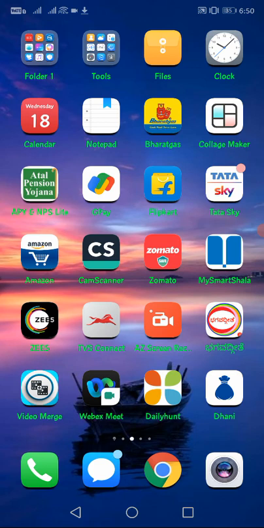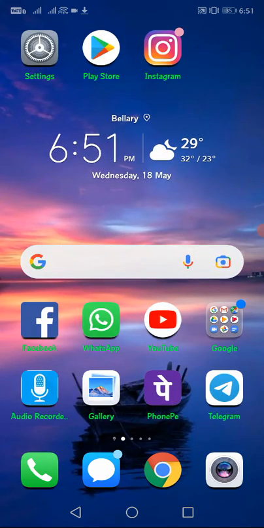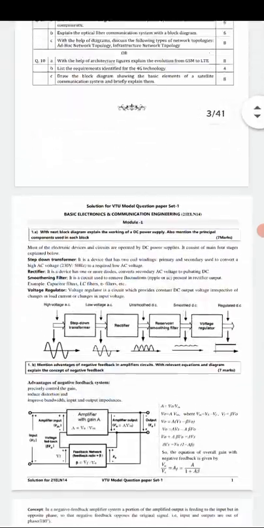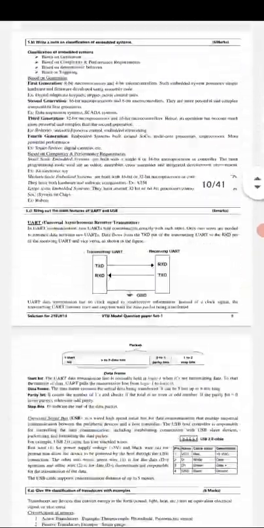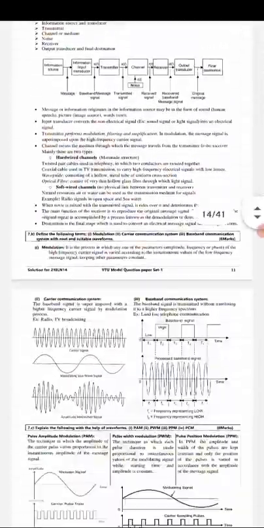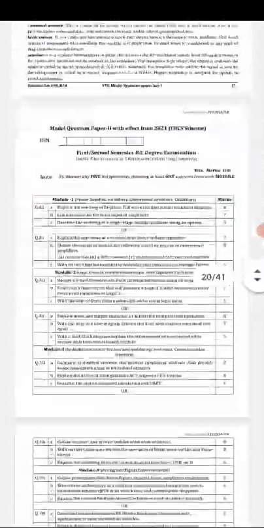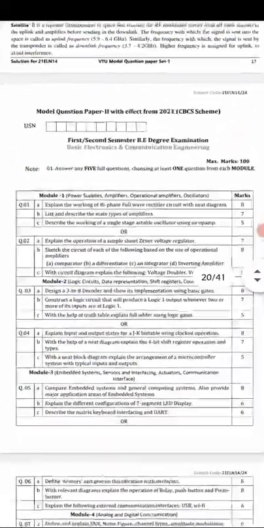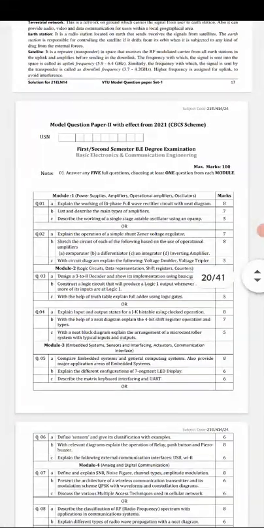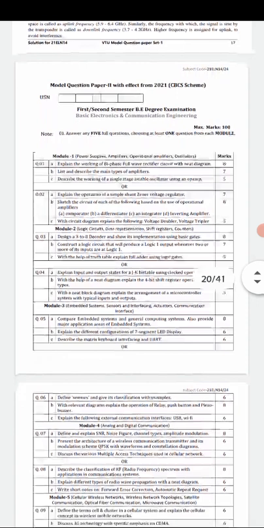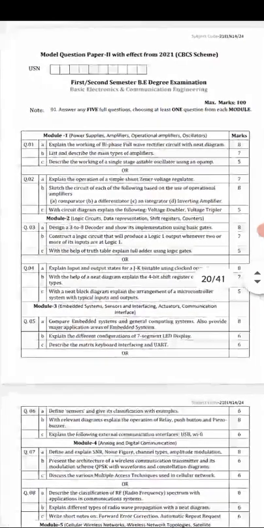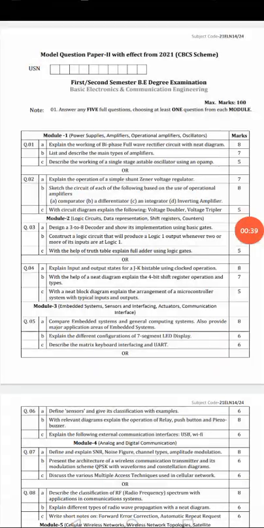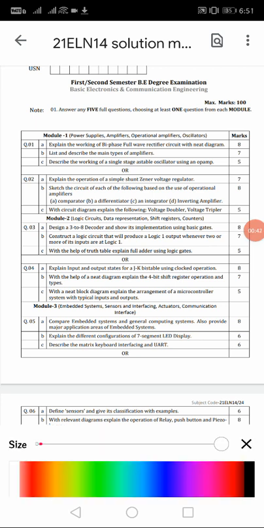So in this video we are going to discuss the second model question paper, which is for the basic electronics and communication subject. From that question paper, how many questions are we expecting for the main examination? Just now we discussed model question paper 1 and how many questions are coming from it. Now we will see how many questions in model question paper 2 are very important, and out of that how many will appear in the main examination. Let's see.